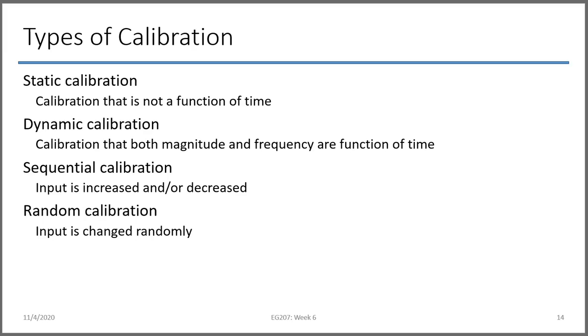So first, types of calibration. First we have what we call a static calibration. So this is a calibration that's not a function of time. So we look at maybe the voltage response of a pressure transducer, and we calibrate with given pressures, and we look at those output voltages, and we create a calibration curve, and that calibration curve stays the same calibration curve no matter what. And then we have dynamic calibration.